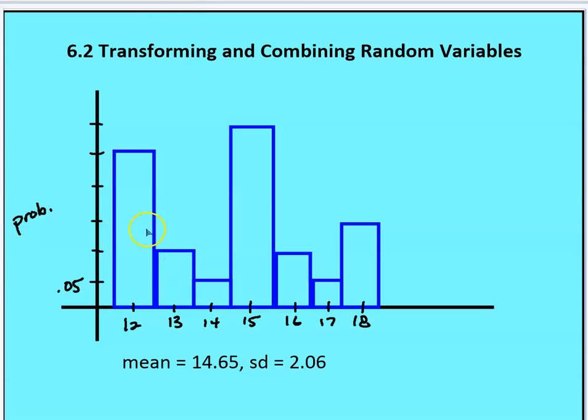Right, so I've created my histogram. The vertical axis is probability, and the horizontal axis is the number of units taken. You can see my distribution here based on the probability and the number of credits taken. And then I did some calculations. The mean is 14.65, and the standard deviation is 2.06.